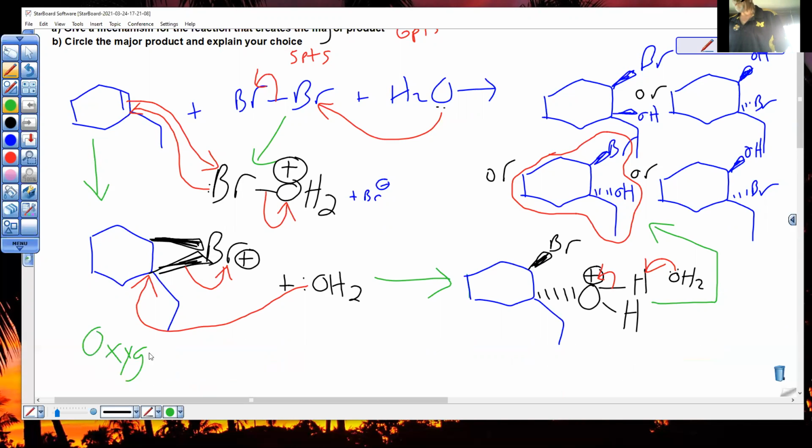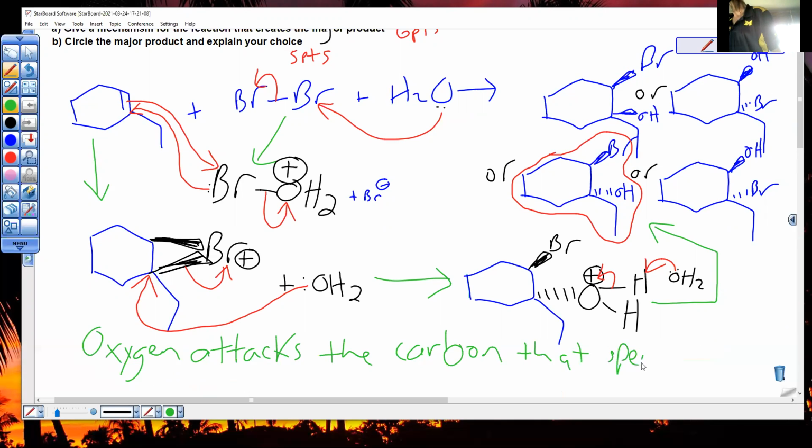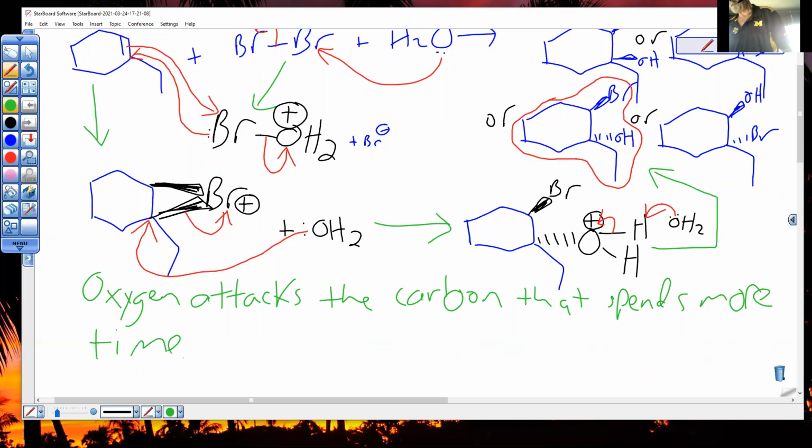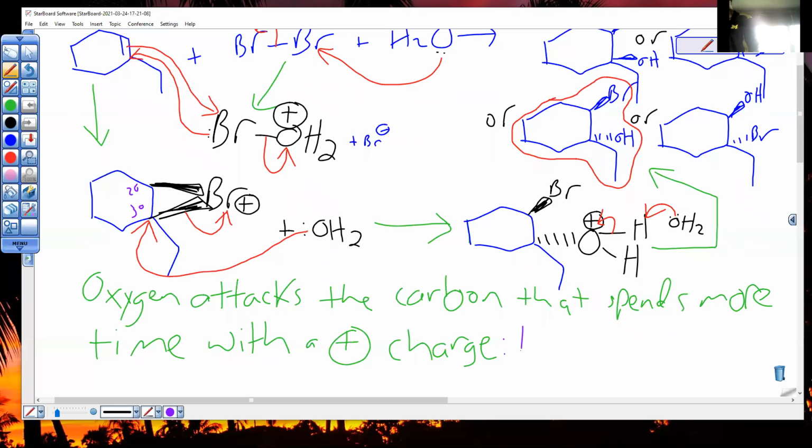Oxygen attacks the carbon that spends more time with a plus charge. And which carbons spend more time with a plus charge? Ones that are tertiary versus those that are secondary. And I need the magic word in my answer here. Tertiary versus secondary. And the magic word is hyperconjugation. So that explains why the O is on that carbon and the Br is on this.